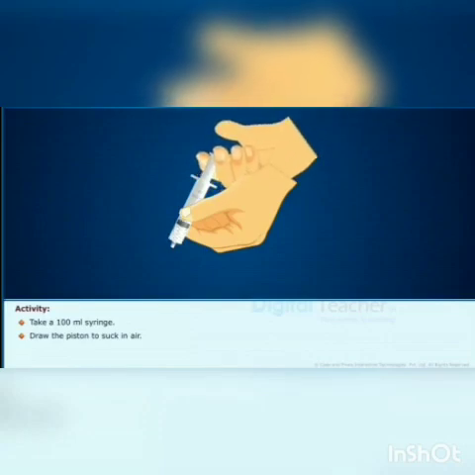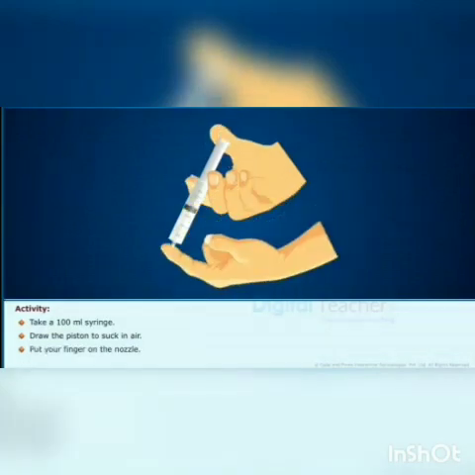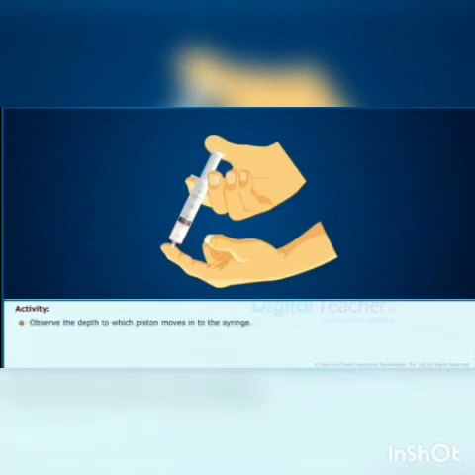Take a 100 ml syringe. Draw the piston to suck in air. Now put your finger on the nozzle. Now press the piston. Observe the depth to which the piston moves into the syringe.